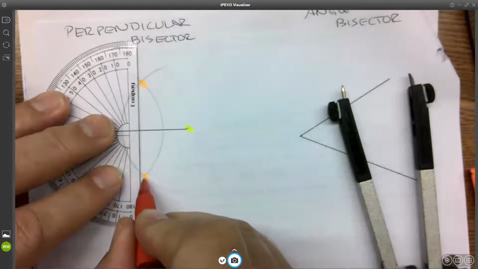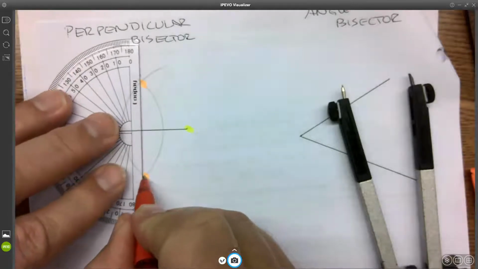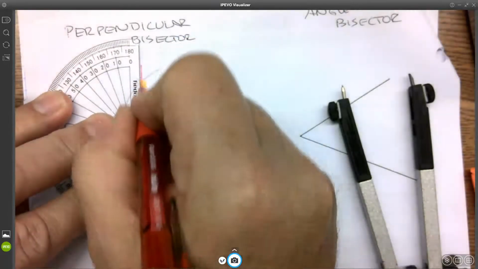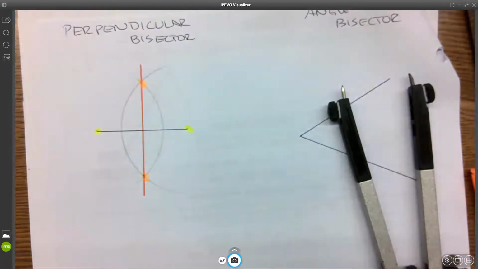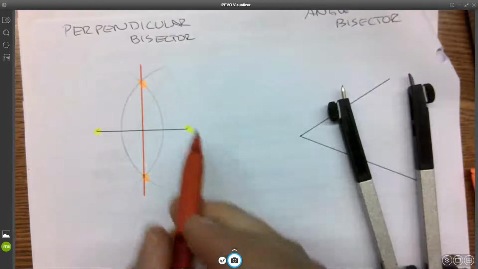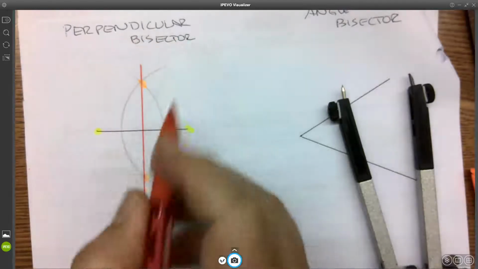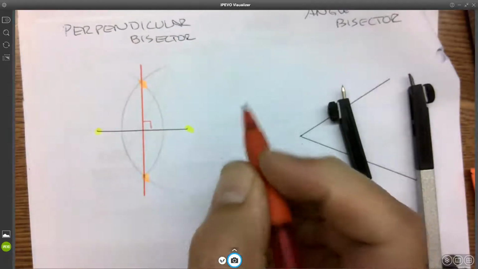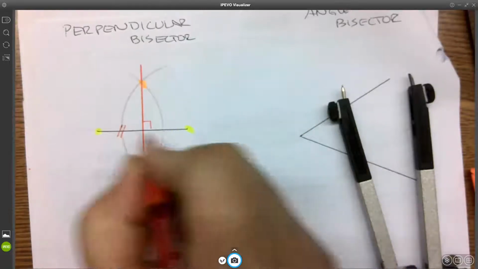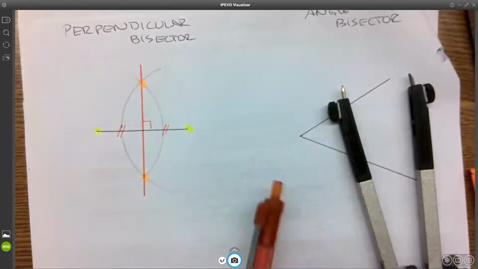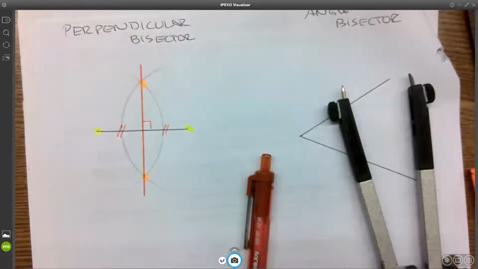If I take my straight edge and draw a line connecting those two, two things happen. One, it's perpendicular. And two, it's a bisector. So it splits this segment exactly in half.